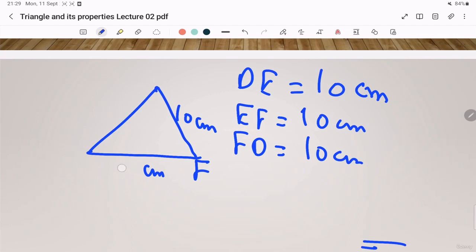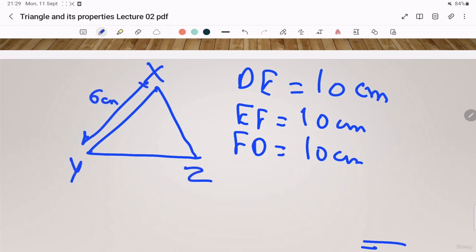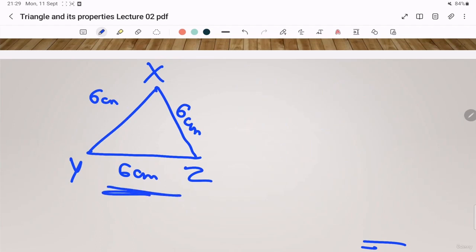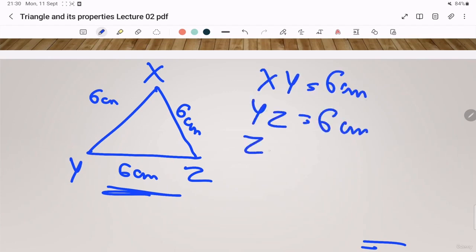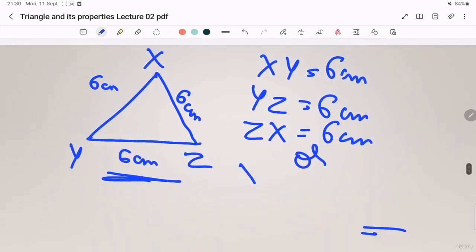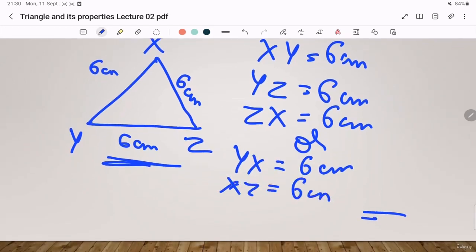Let's say this is X, Y, Z. Let this side be 6 cm and this side is also 6 cm and this side is also 6 cm. So this is equilateral triangle. All sides are of equal length and length is 6 cm. So we can write XY is 6 cm, YZ is 6 cm, ZX is 6 cm, or you can also write YX is 6 cm, XZ is 6 cm, ZY is 6 cm.